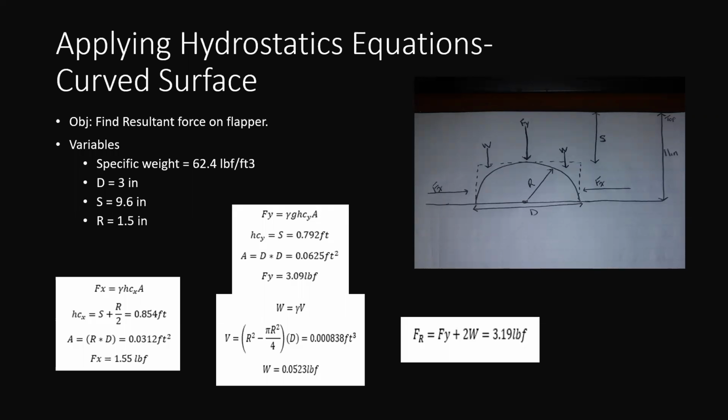And looking at the curved surface, which is the flapper at the bottom of the tank, it is a half dome, and we have to now include the weight because we're acting in the y direction. The forces in the x direction will cancel out, but they do equal 1.55 pound force. The force in the y direction, Fy, is 3.09 pound force, and the weight on each side is 0.0523 pound force. So the resultant force would be the force in the y direction plus 2 times the weight, which gives us 3.19 pound force, and this will act completely straight down as there are no x components, positive or negative.